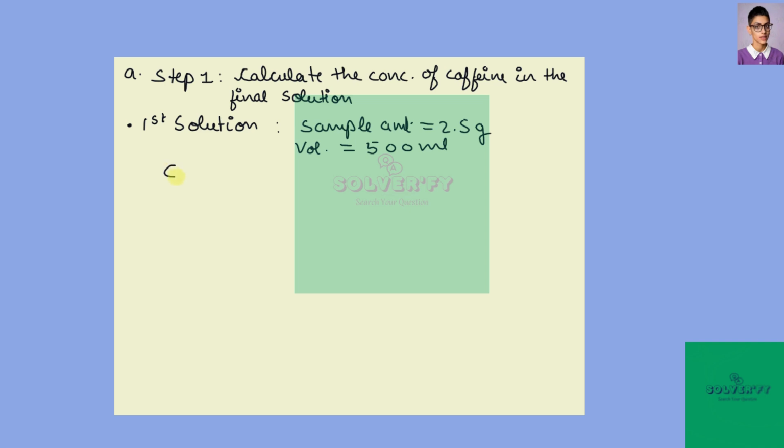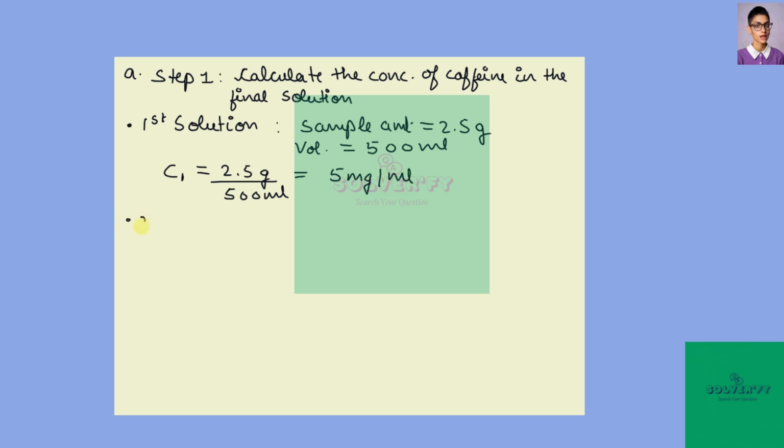So let it be the concentration 1. The concentration 1 is equal to 2.5 gram divided by 500 ml. So it is equal to 5 milligram per ml.